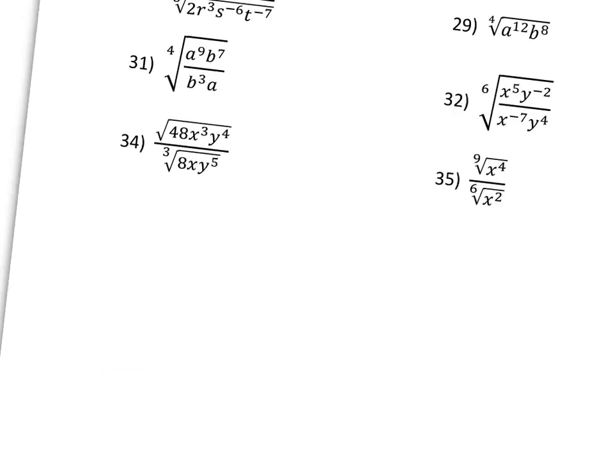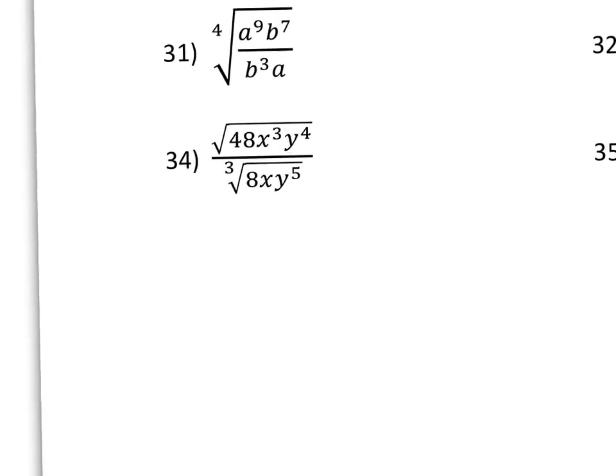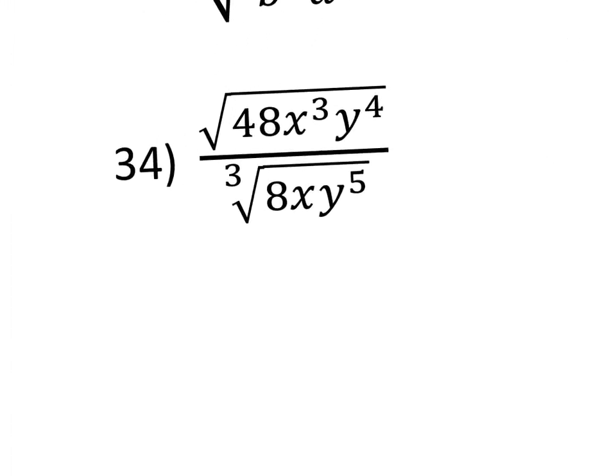Okay, so I'm going to do problem 34 from your homework. So we have the square root of 48x cubed y to the 4th over the cube root of 8xy to the 5th. It would be super convenient if our roots were the same, like they both had a 3 there, but they don't. This one has a 2, so I can't just make them into one giant problem. I have to treat them separately. So let's start with the numerator.